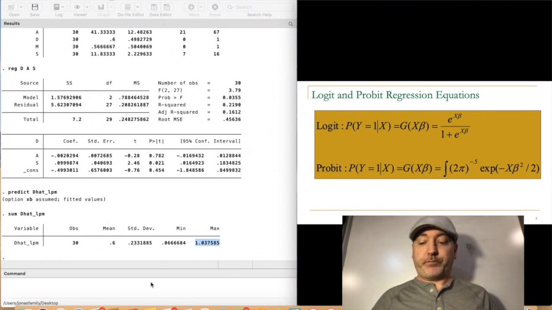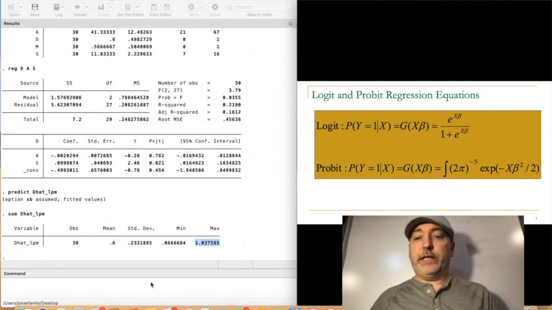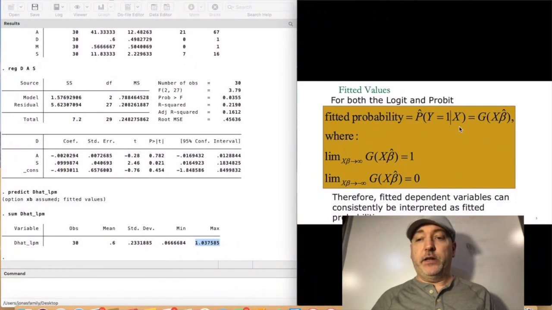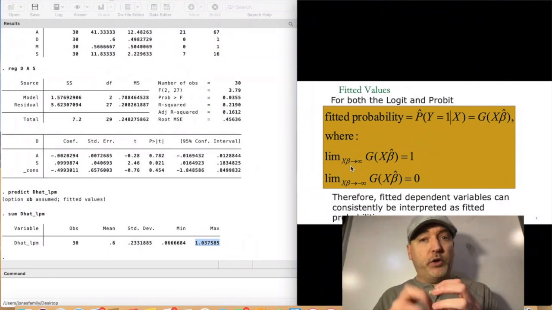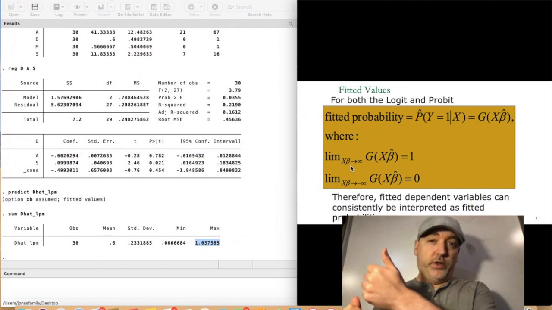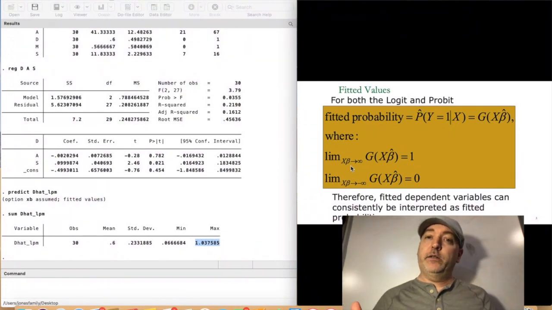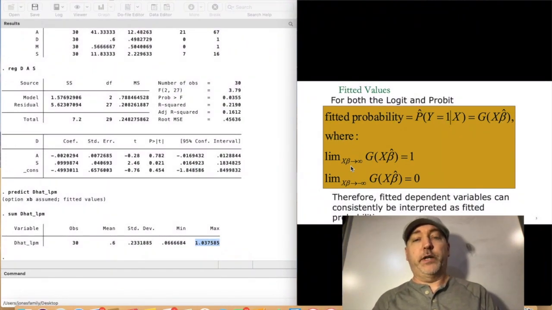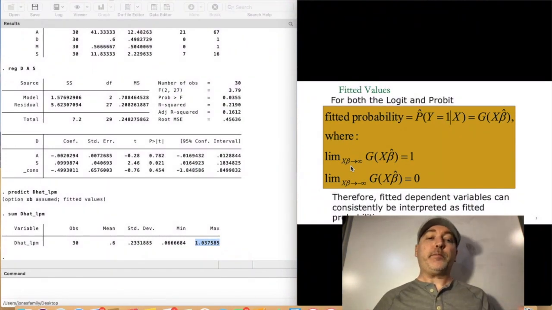Okay. So what you can show fairly easily is that in both of these cases, the fitted probability, the probability that y is equal to 1 conditional on x, coming out of either of those G functions, will have 0 and 1 as their limits. So as the input goes to infinity, that G function becomes asymptotic at 1. When the input x beta goes to negative infinity, the output becomes asymptotic at 0. So that's all well and good, right?